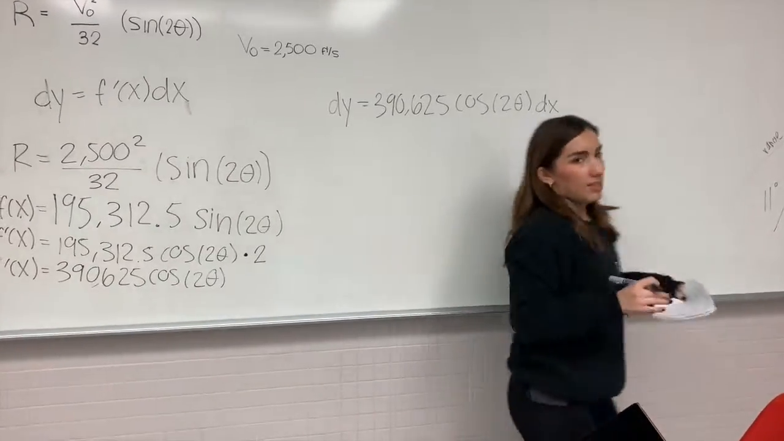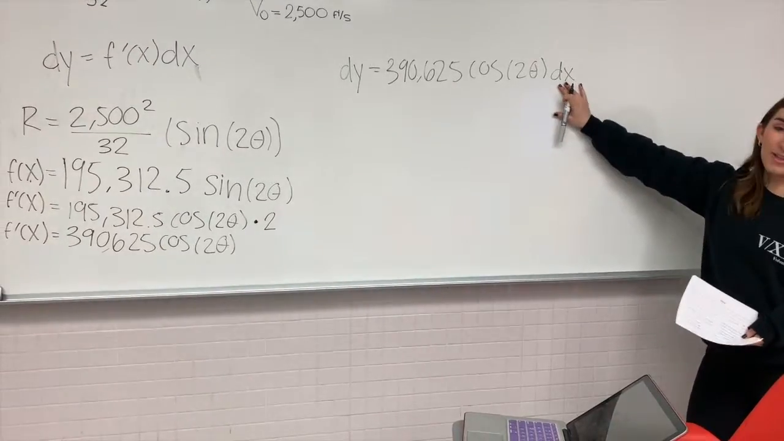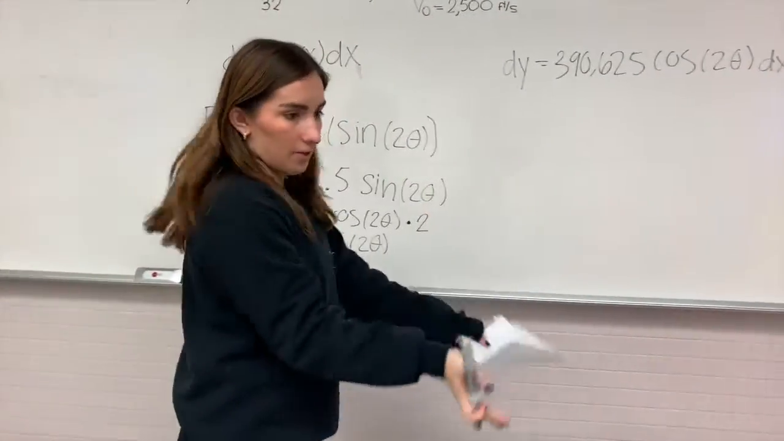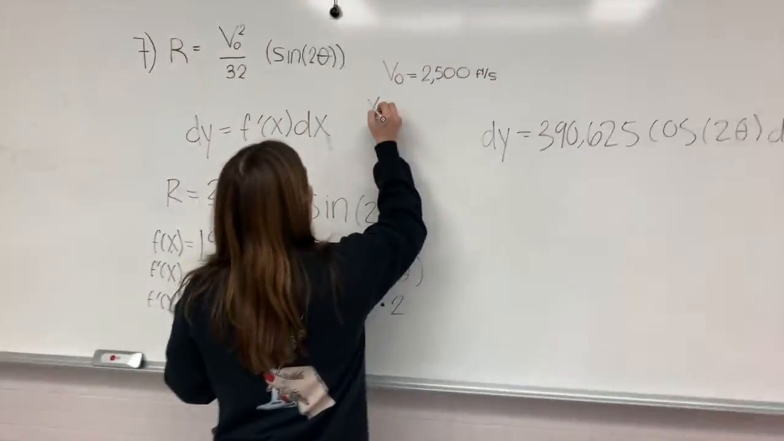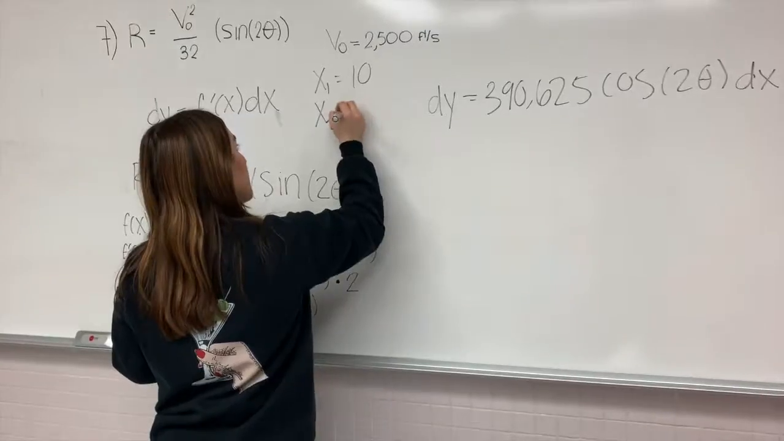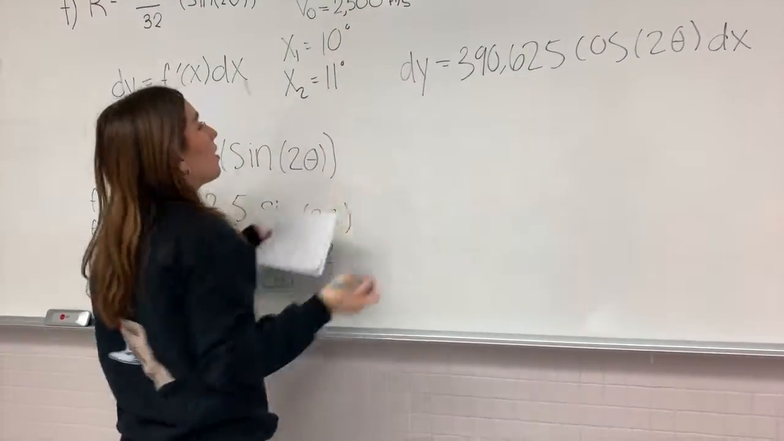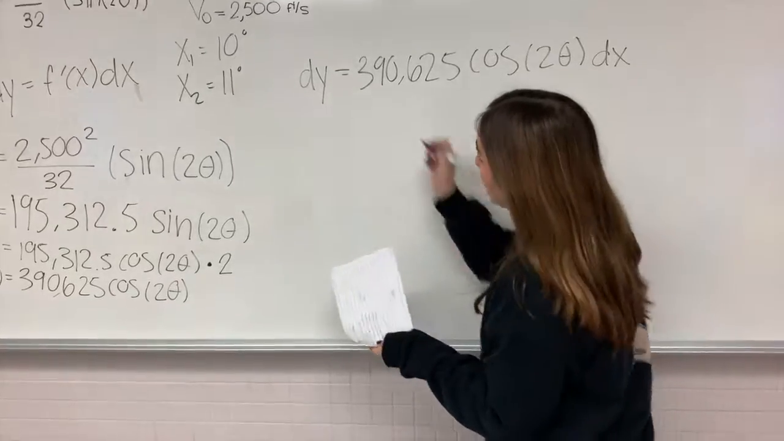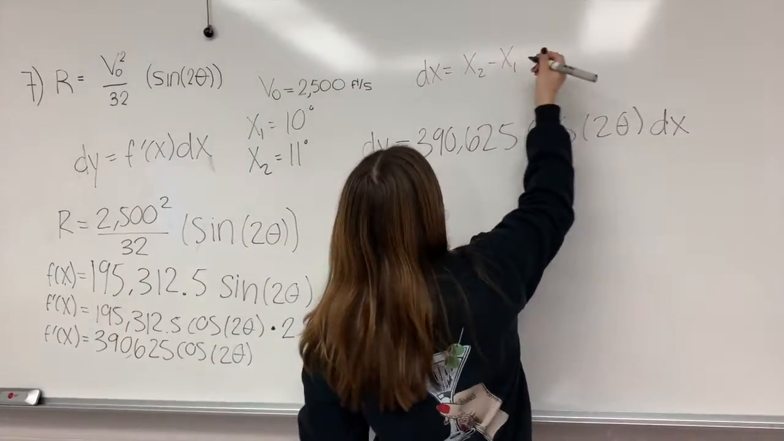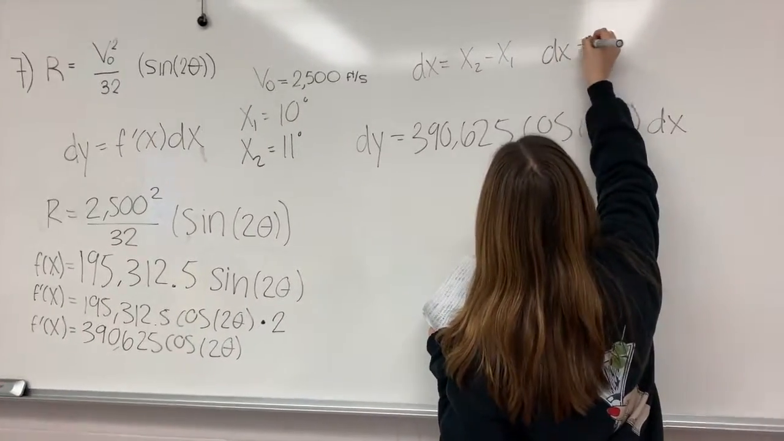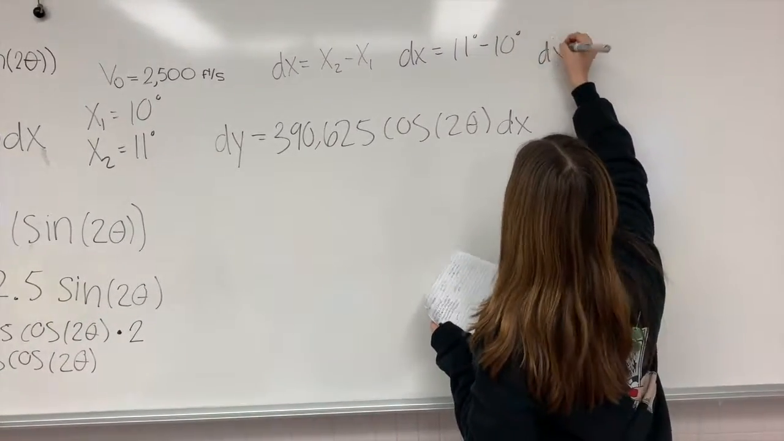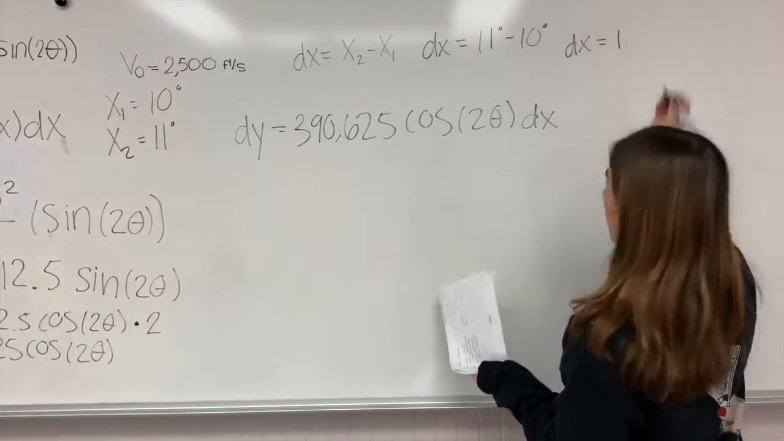Okay, so from here now, the only value you're missing is dx. So from the problem, we get that x1, or theta 1, is equal to 10 degrees and x2 is equal to 11 degrees. So we know that dx is the same as x2 minus x1. So in this case, dx will be 11 degrees minus 10 degrees, which will leave us with dx equal to 1 degree.